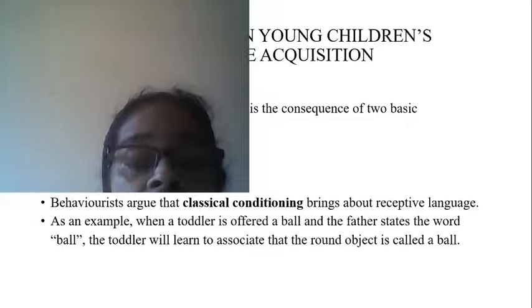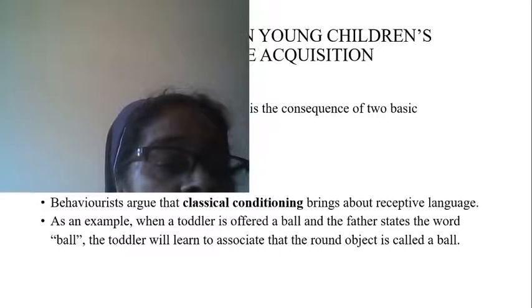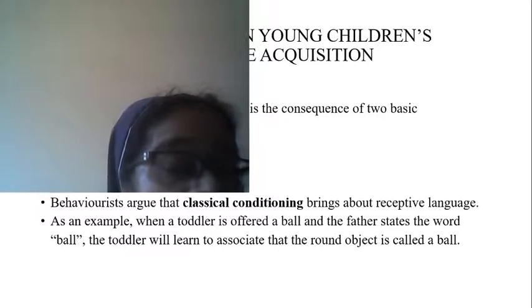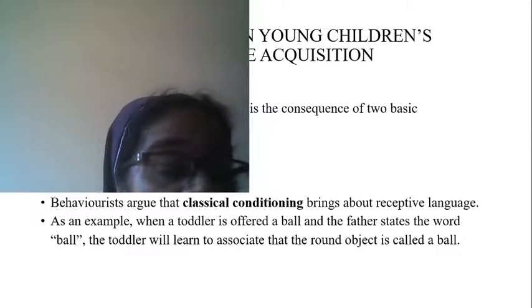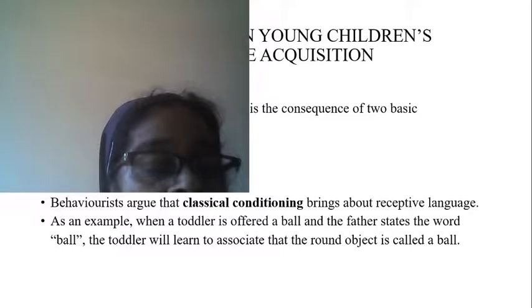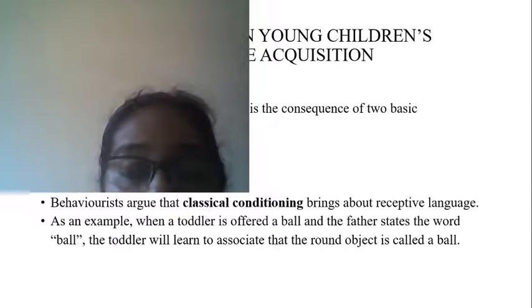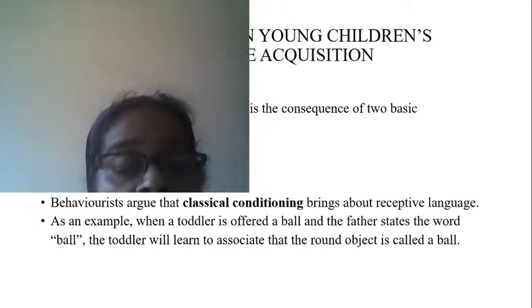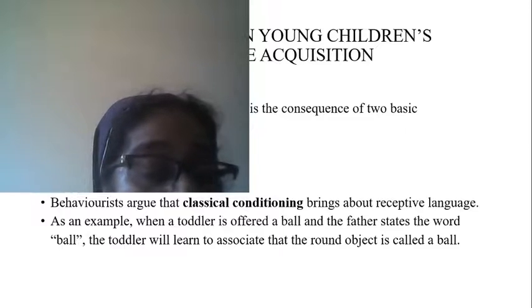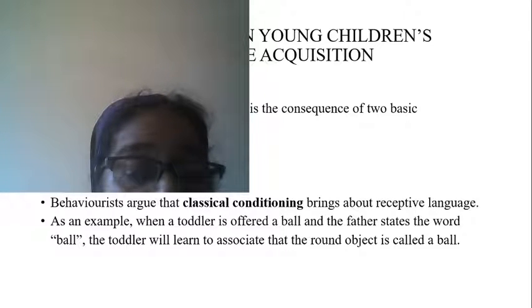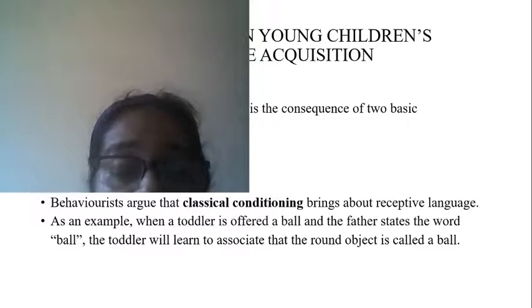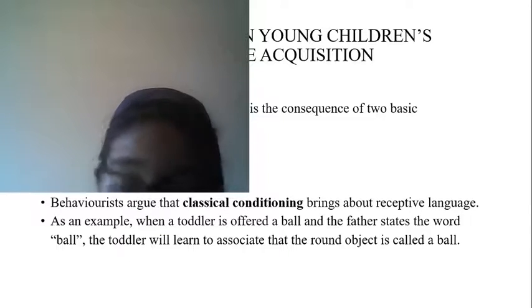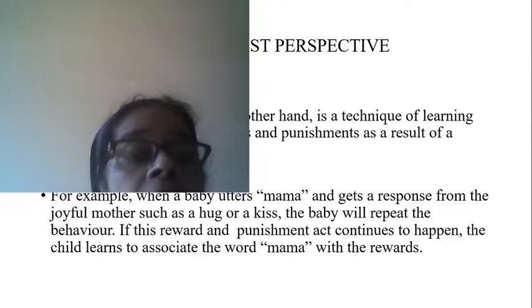Learning is the consequence of two basic processes. One is classical conditioning, the other is operant conditioning. What is classical conditioning? Behaviorists argue that classical conditioning brings about receptive language. As an example, when a toddler is offered a ball and the father states the word ball, the toddler will learn to associate that the round object is always called a ball.